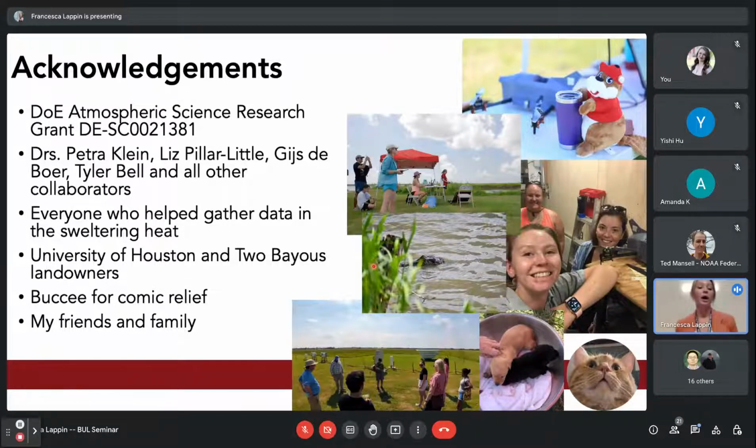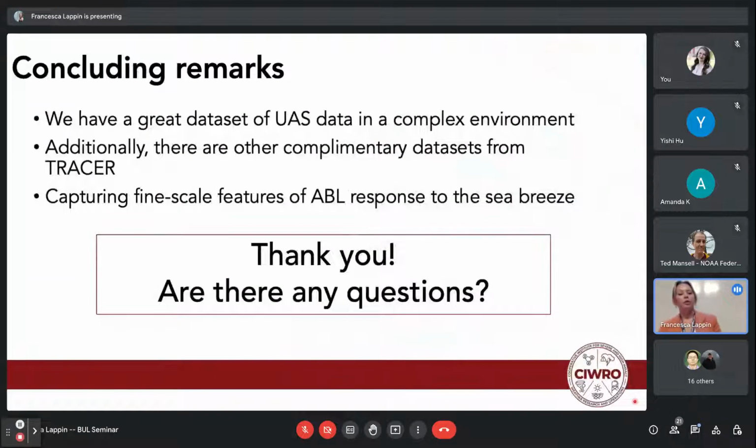The people who helped us fly, the owners at the two bayous, they brought us puppies. That was amazing. Super nice. University of Houston for letting us use the Coastal Center. Bucky, and therefore Tony for buying Bucky, for comic relief. And of course, my friends and family who keep me sane and allow me to even do research on a day-to-day basis. And really, most importantly, what everyone came here for. And with that, I'll leave my concluding remarks. I thank you so much, and I will answer any questions.